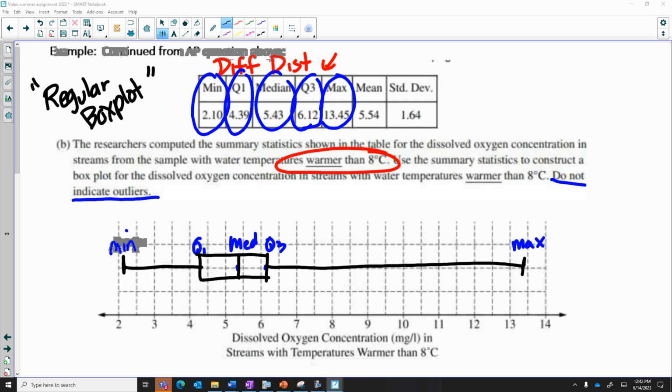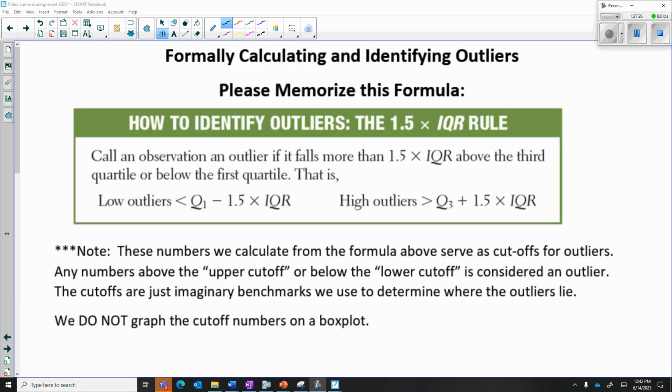Now you may be asking yourself, well, what's she talking about showing outliers or not showing outliers? There's an official formula for how we can calculate outliers. In the past, in this video, I was just looking at ones that seem removed from the pack and saying, oh, that looks like an outlier because it's removed from the rest. But there's actually a formula that we can use, and that formula is written here in this box.